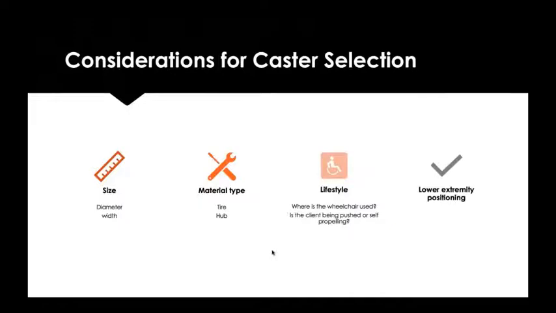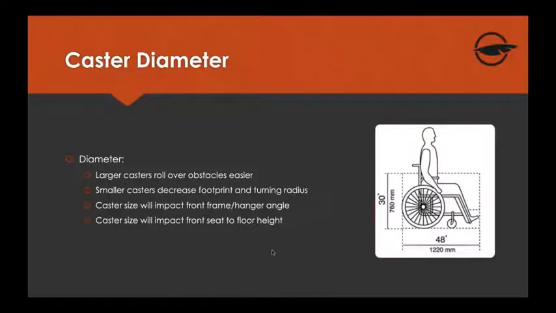So what are some of the considerations? Todd and I are going to go through this. So these are the 4 things we're going to go through: size, material, lifestyle, and lower extremity positioning. Because it's really easy to say this size does this, that size does that, but you really need to consider all of these points together. So let's go ahead and start with caster diameter.